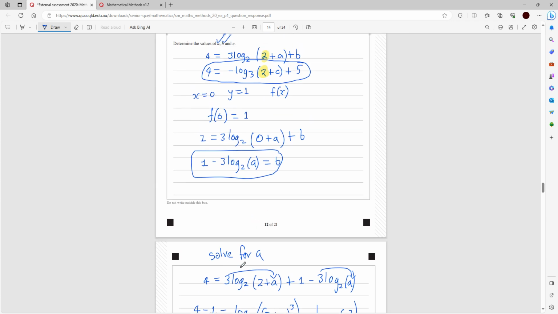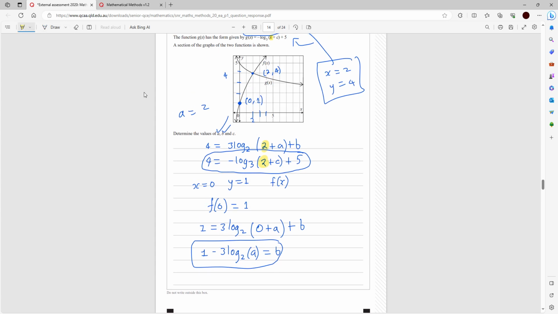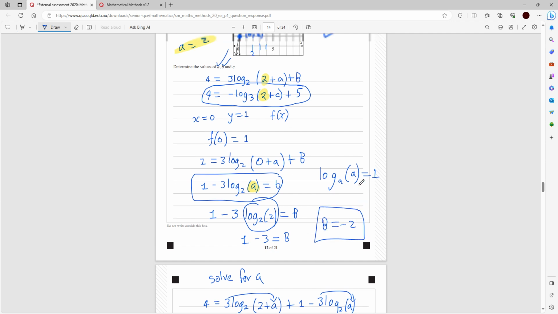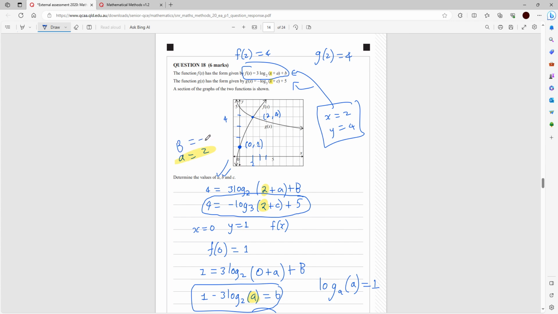And now what I'm going to do is pretty much substitute what I've found here into here. So the reason why that's good is because, for a start, if I sub that into here, I have 1 minus 3 log base 2 of 2 is equal to b. Now, if you have log base a of a, that's just 1. So in this scenario, this turns into 1. So we have 1 minus 3 is equal to b. I'll make that capital so it makes a bit more sense. That means b is equal to negative 2. And that's my answer for b. So b equals negative 2.